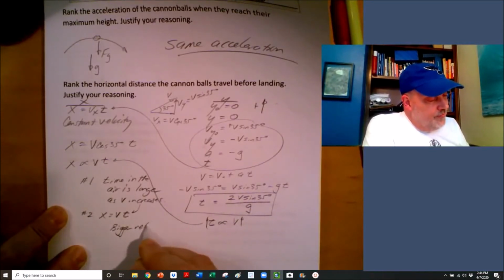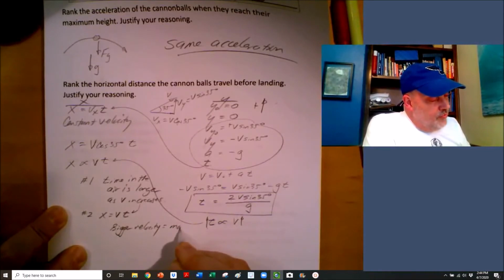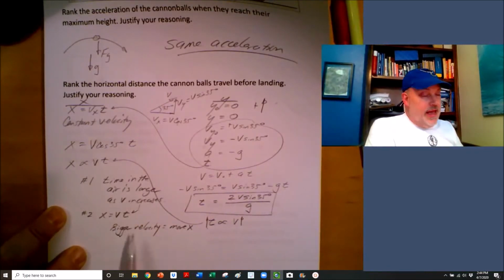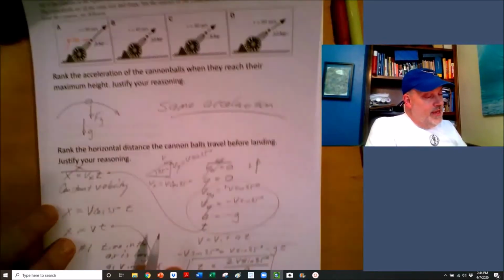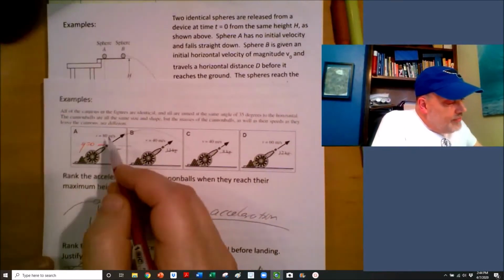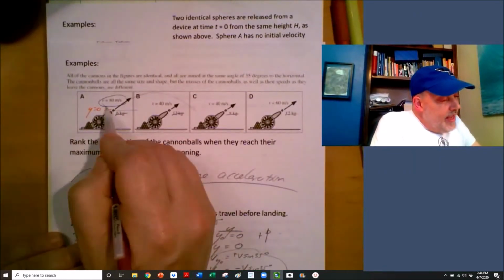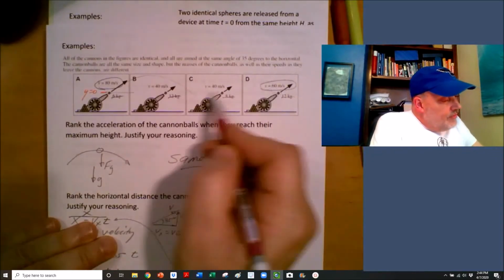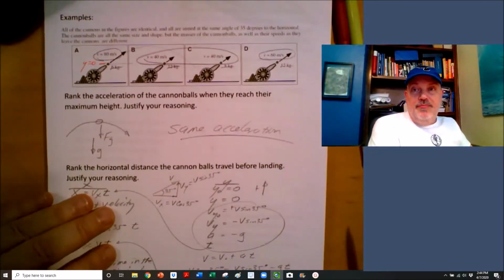Bigger velocity equals more x. So I have two reasons: more time in the air, and a bigger velocity in the x, which gives us more x distance anyway. And there you go. So the ranking would be, let's see, the one with the highest velocity. Our ranking would be A goes the farthest, D goes next, and then B and C are the same.